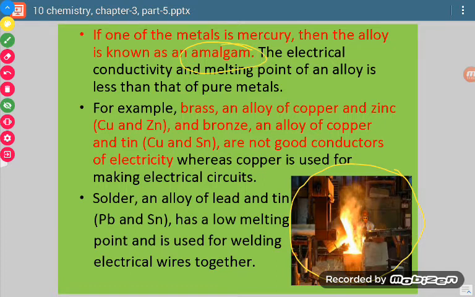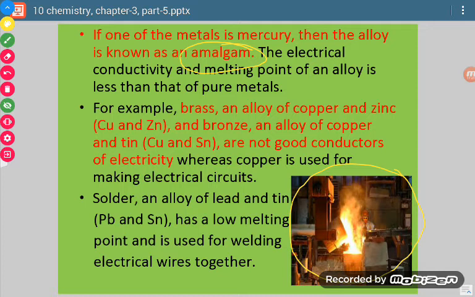If one of the metals is mercury, then that alloy will be termed as amalgam. So in other words, when we take a metal with mercury, it is termed as amalgam. Now, brass is an alloy of copper and zinc. Bronze is an alloy of copper and tin.